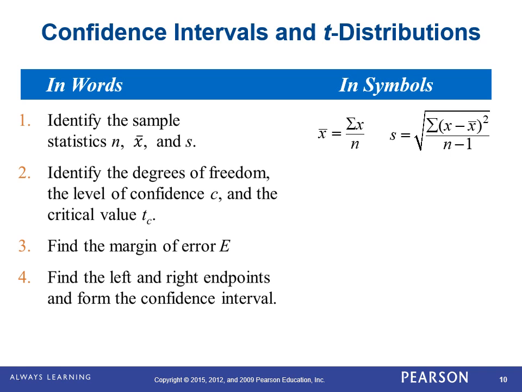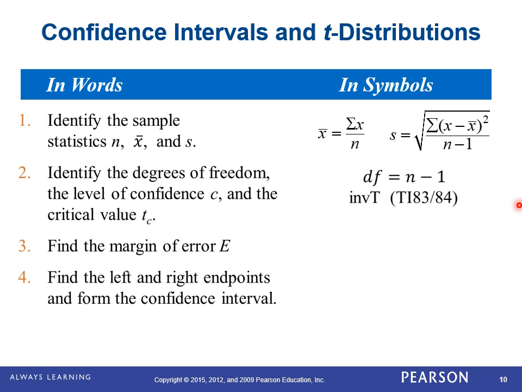Okay, so let's go through and look at what this looks like for each of these pieces. First thing, we're going to identify the sample statistics. Remember, your n is your number in the sample. Your x bar is your mean of the sample. And your s is your sample standard deviation. This is how we're going to find x bar: we add all of our numbers together and divide by how many. And then to find our standard deviation, remember we did this whole long complicated process. A lot of times they'll just tell us what it is.